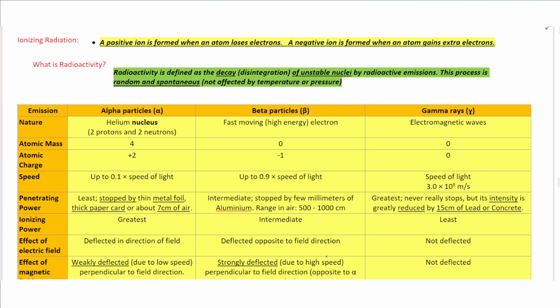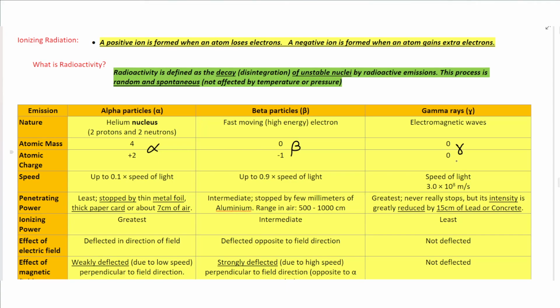As for the nucleon number and proton number, we write alpha with 4 at the top and positive 2 at the bottom. We write beta with 0 at the top and negative 1 at the bottom, just like electrons. And gamma radiation has numbers 0 and 0.